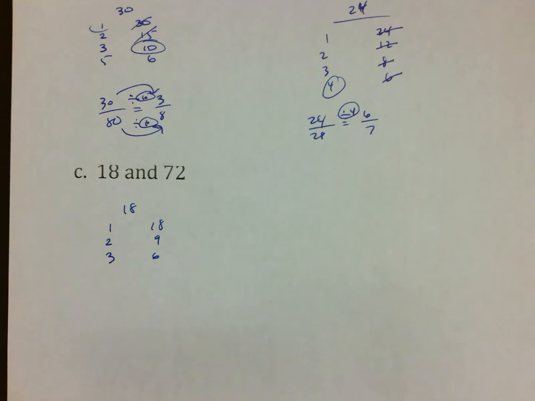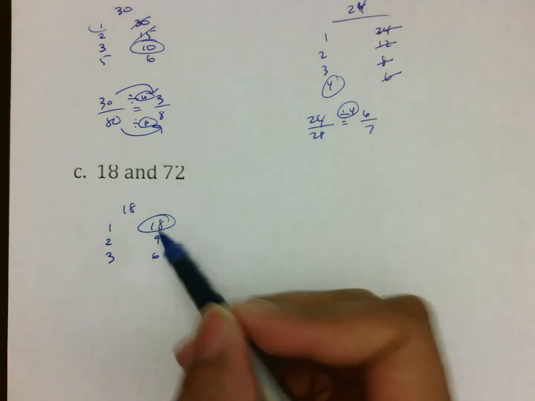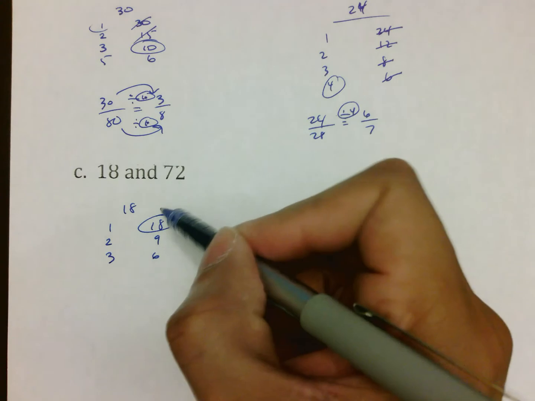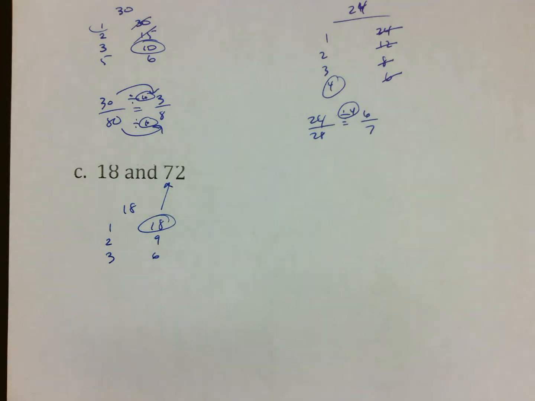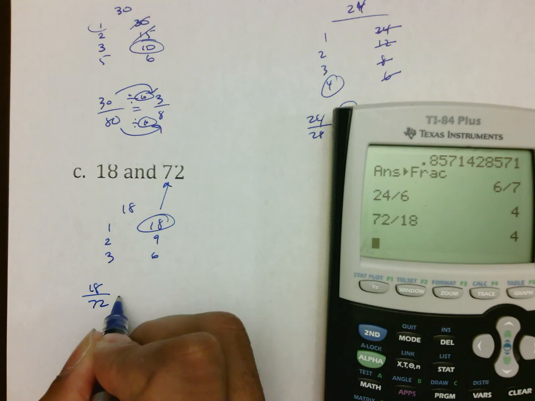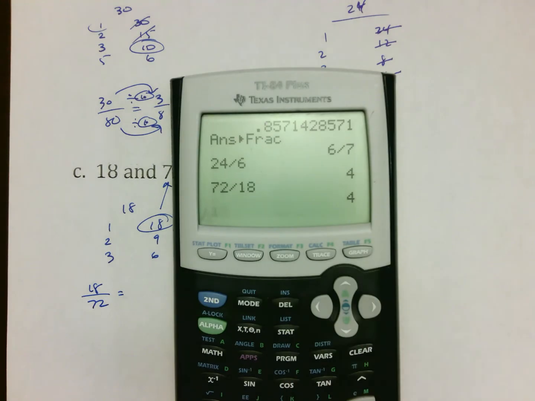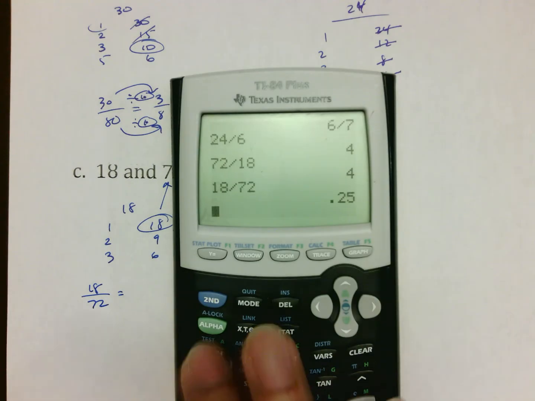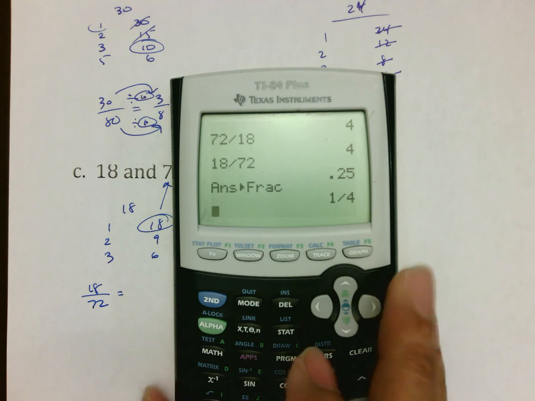So it gives me my answer, which means that 18 is the biggest number that divides into both, because 18 divides into 18. 18 also divides into 72. Again, the other way to do that is to put 18 over 72 and see what you get, which is 1/4.